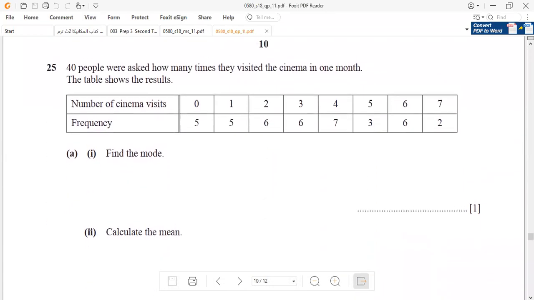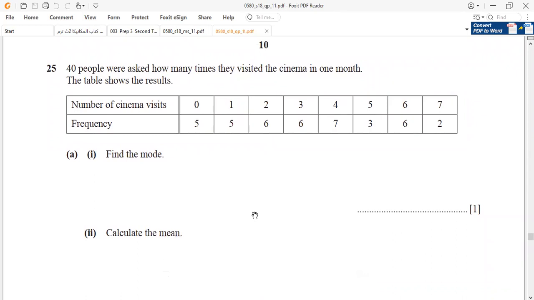In this question, question 25, 40 people were asked how many times they visited the cinema in 1 month. The table shows the results. We have number of cinema visits, 0, 1, 2, 3, up to 5, up to 7, and the frequencies down as shown. Find the mode.